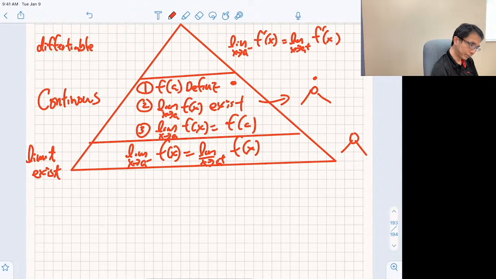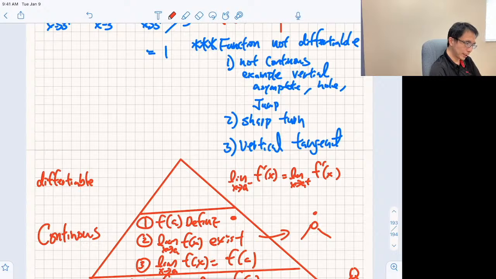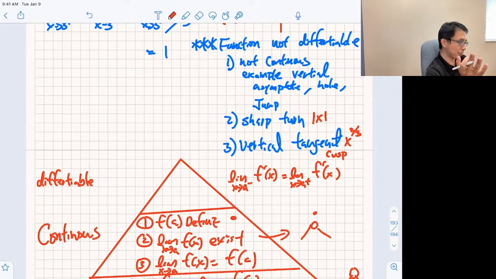The sharp turn is like absolute value of x. And the vertical tangent is x to the 2/3 power. It's called a cusp. So those are the few things where it's not differentiable. When it's not continuous, for example, vertical asymptote, hole, and jump. But the other two are the ones that I always test: a sharp turn.